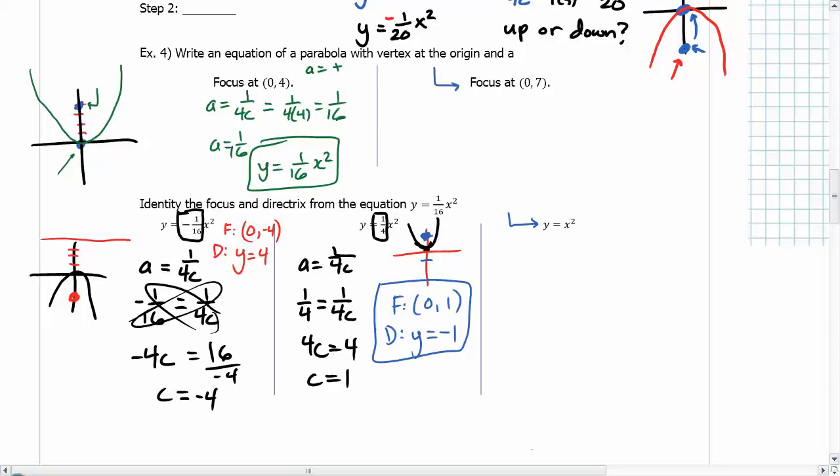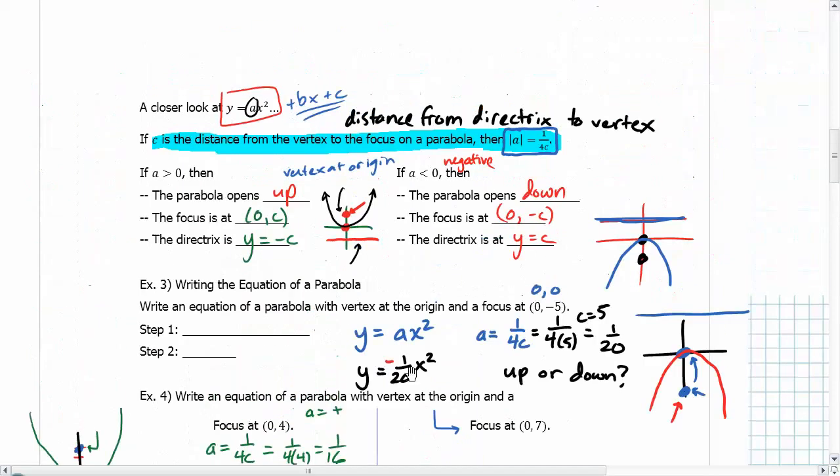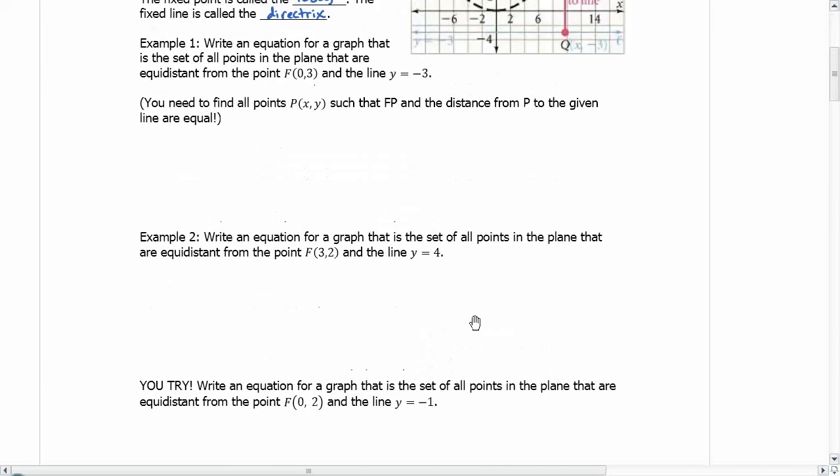Welcome to the second part of the notes for focus and directrix. Okay, I want to now direct your attention back to the first page. So what happens when we are trying to deal with a parabola?